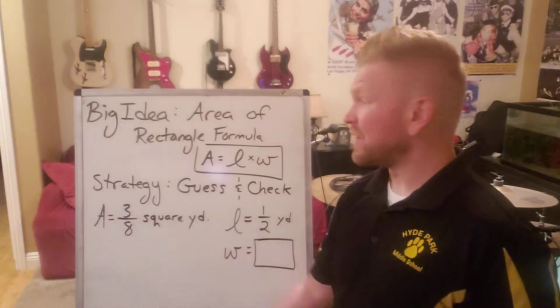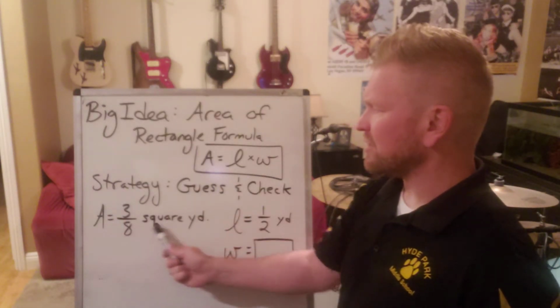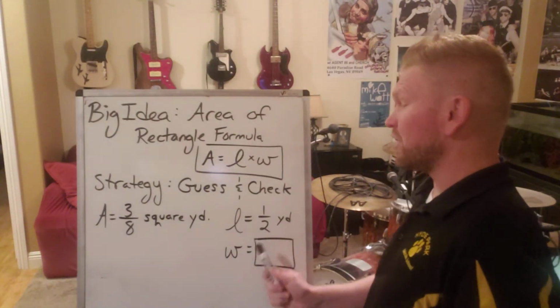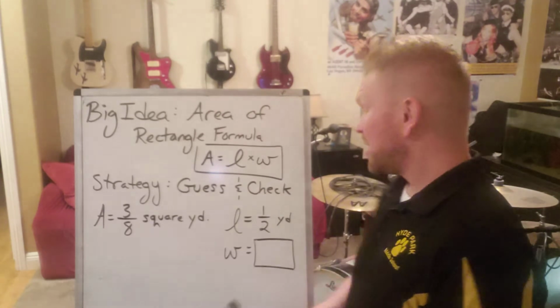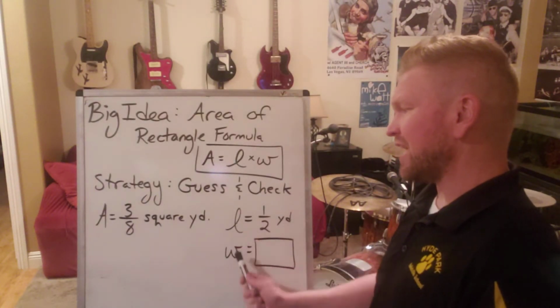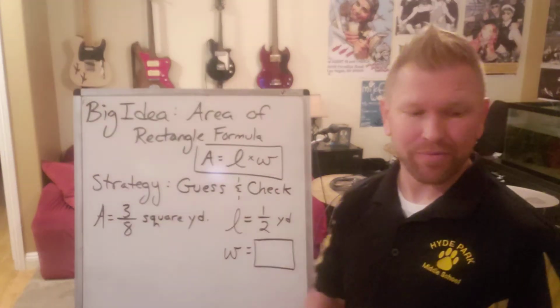Okay, we're going to talk about the strategy guess and check to get the answer. We know that the area is 3/8 of a square yard. That was told to us in the problem. We know the length is 1/2 of a yard. That was given to us in the problem, but we don't know the width. Now again, we're supposed to multiply the length times the width, and that will equal the area.